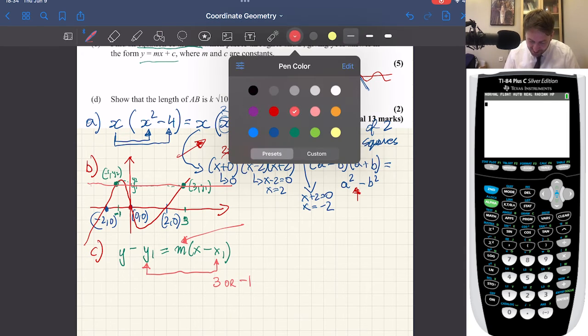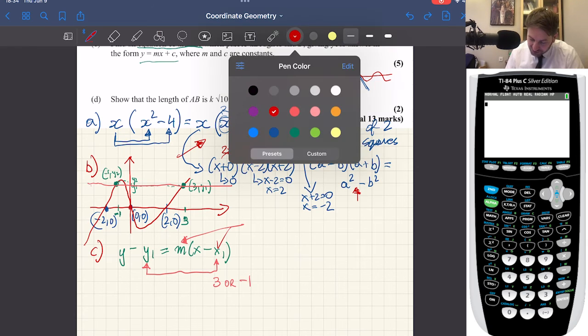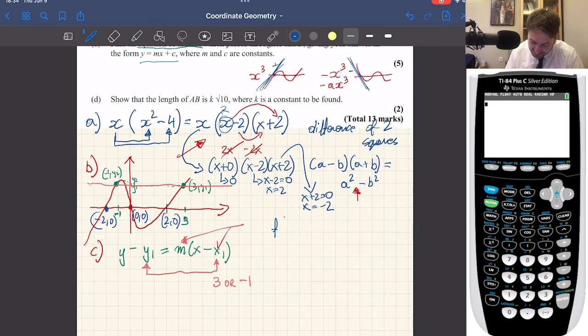So I have this, but I don't have the gradient. I don't have the y coordinate. All right, so I need to find this. My first thing would be to just find the y coordinates. That's going to be straightforward. We just need to input the values of -1 and 3 into my equation.